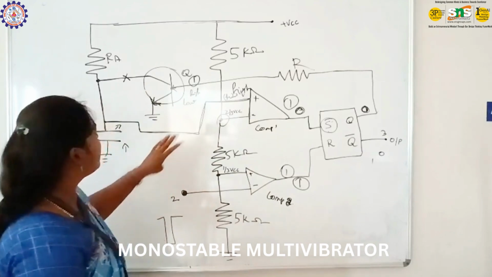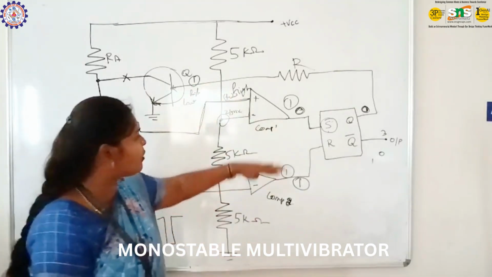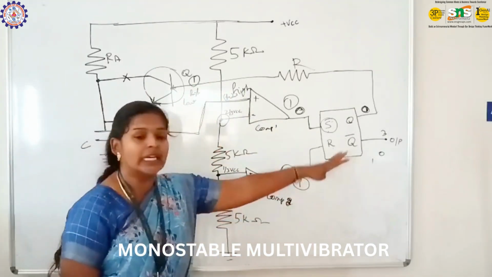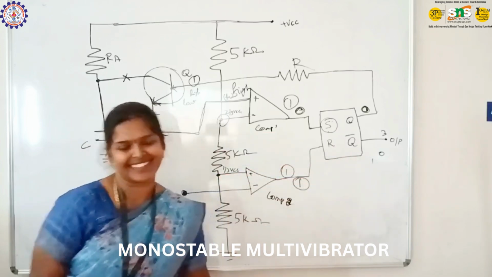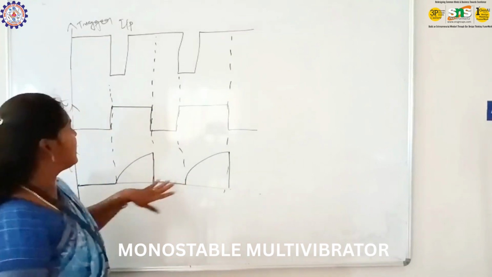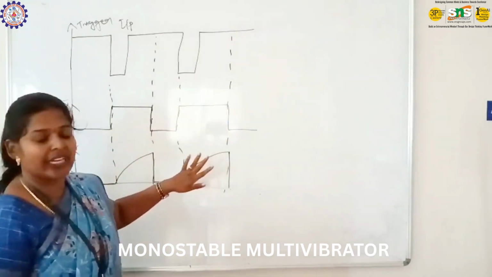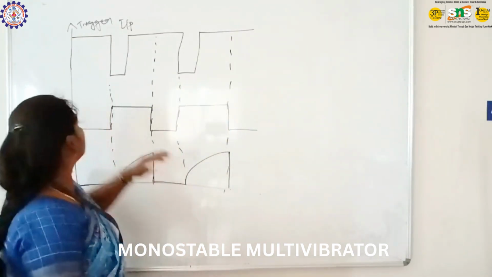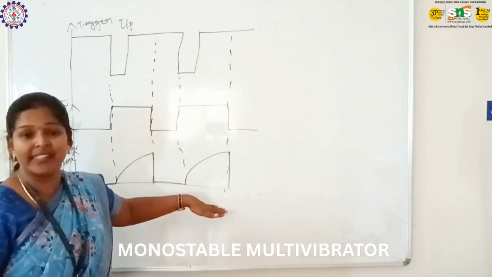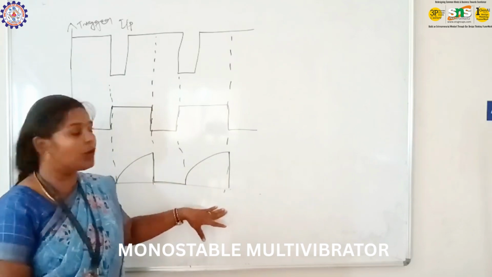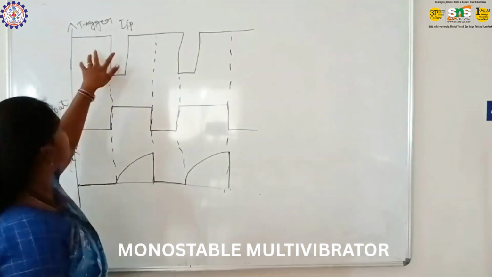Okay. So now we have the components. Based upon the comparator output only, the flip-flop will produce the output here. Okay. So this is the monostable multivibrator waveform. In this waveform, this is our trigger input, this is our output, and this is our capacitor charging and discharging value.